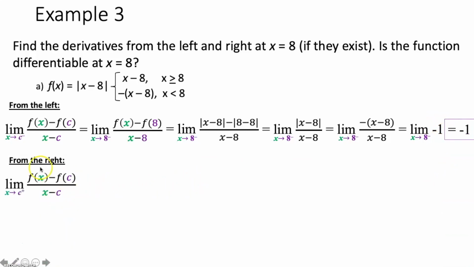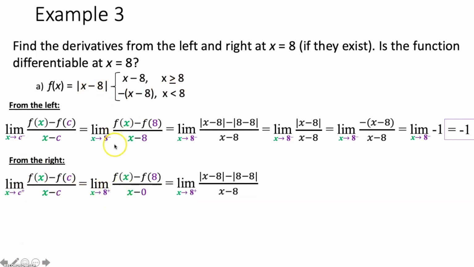So again, use the alternative form of the derivative. We are again plugging in 8, except this time we're coming in from the right. So we still use our function here. And now we simplify. 8 minus 8 gives you 0, so that just cancels out. And we are again met with the absolute value of x minus 8 over x minus 8. Now you can't simplify this because this has absolute value on it.